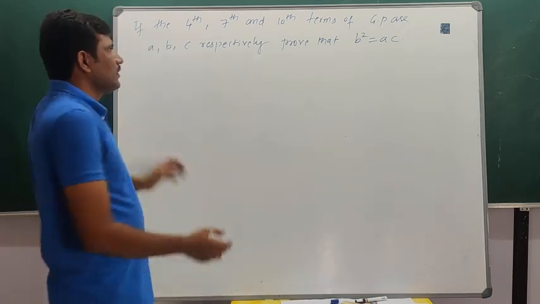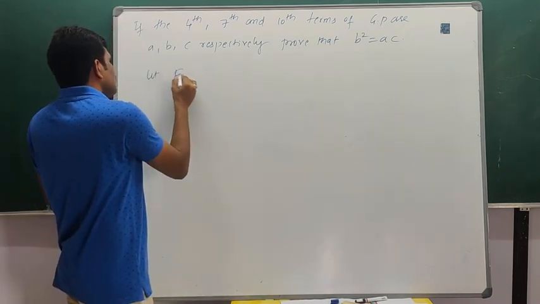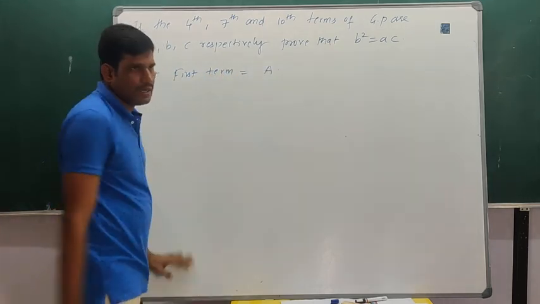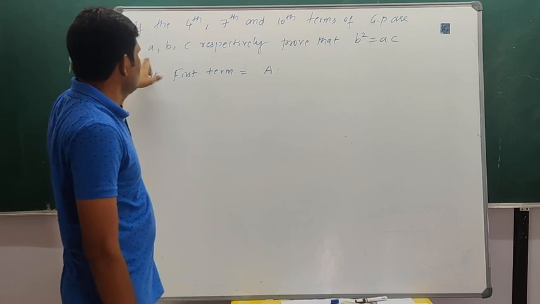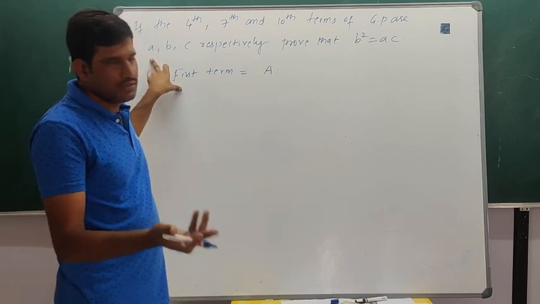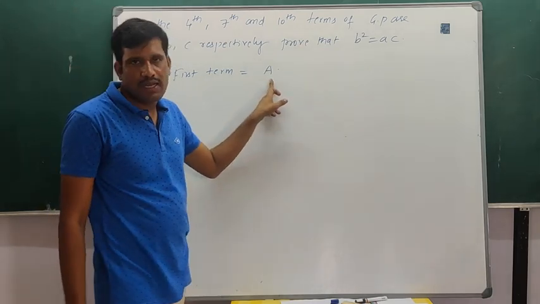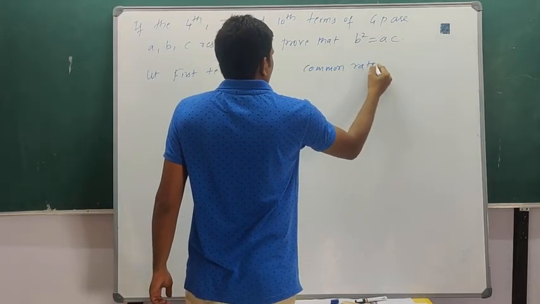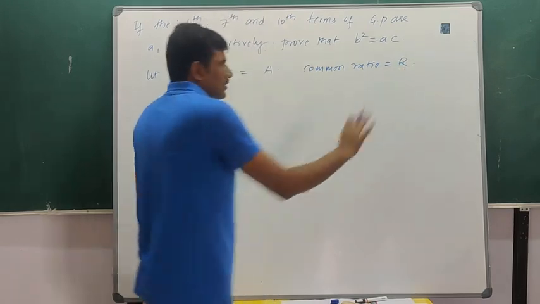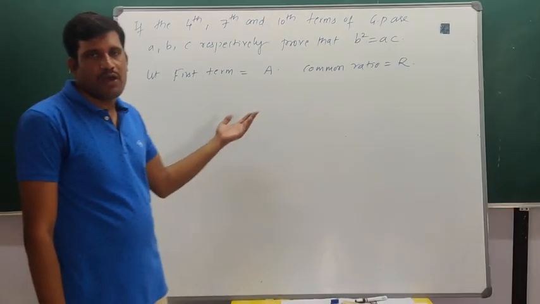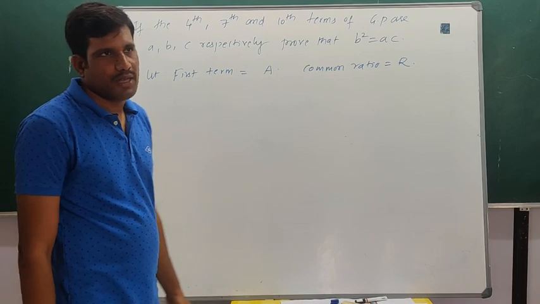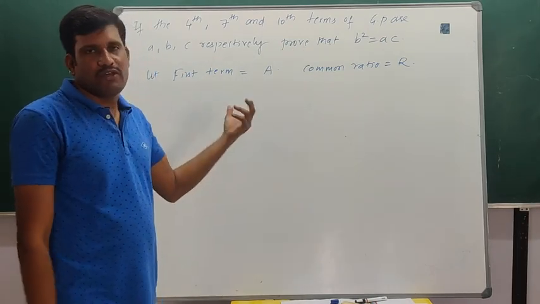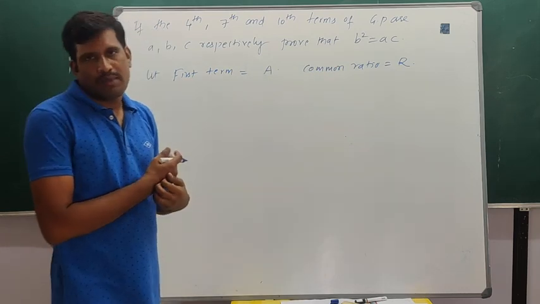See, so here I will take the first term of GP as capital A, because already small a is given. So just to make the difference in notations, I will assume the first term as capital A, and common ratio I will take it as capital R. Let us assume. Right? So instead of small a and small r, I am taking capital A and capital R, because the small letters are already given in the problem. Just to make the difference, I am taking the capital letters.